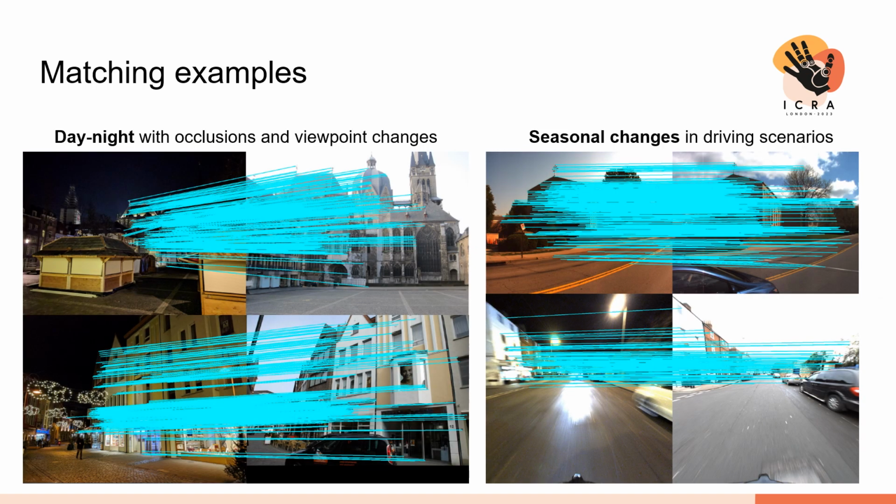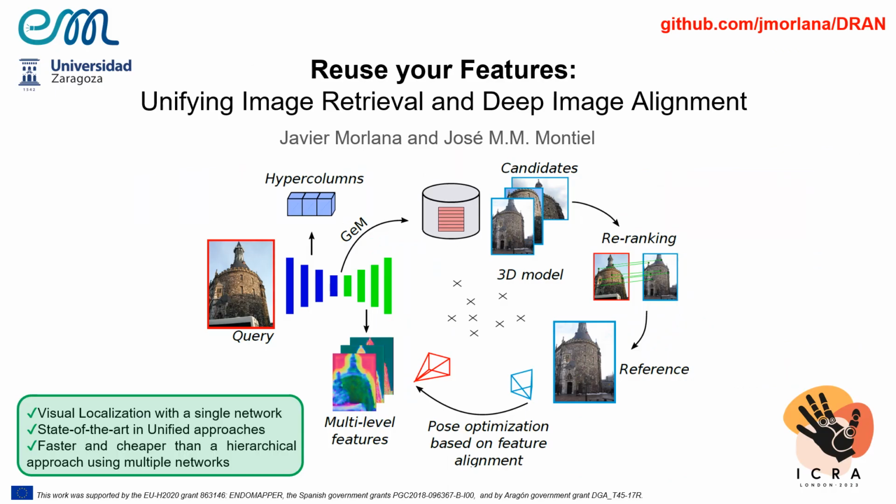DRAN is able to match images in day-night conditions, overcoming occlusions and viewpoint changes, and also works well with seasonal changes in driving scenarios. In this paper, we have shown DRAN, a single network able to obtain all the features needed for visual localization. We see DRAN as a first step towards a unique feature structure for visual localization and SLAM.